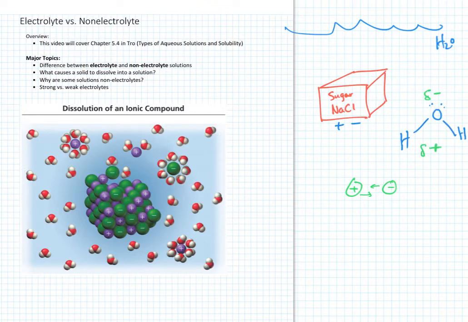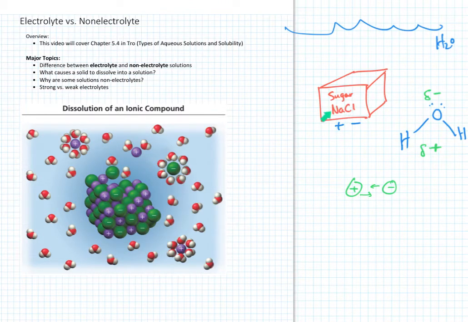We have a partial negative side on the oxygen side of the molecule, partial positive on the hydrogen side of the molecule, and those things interact with the atom groups that are around sugar and the atom groups that are around sodium chloride. Now I'm going to show you a sugar molecule in a minute, but let's deal with sodium chloride first. That's kind of the easiest one to understand.